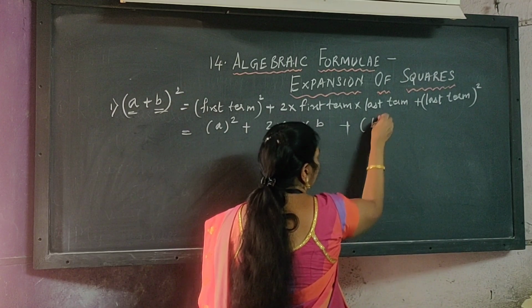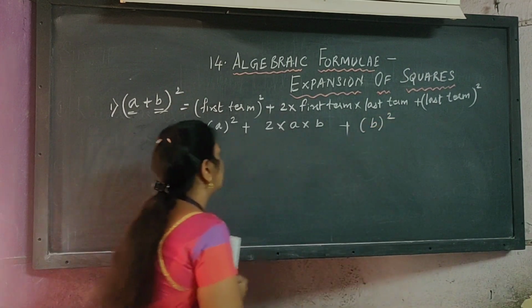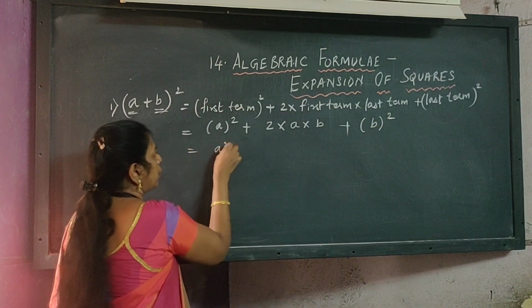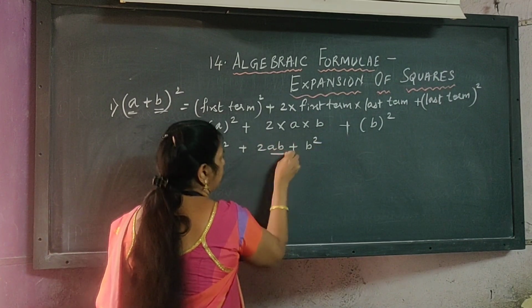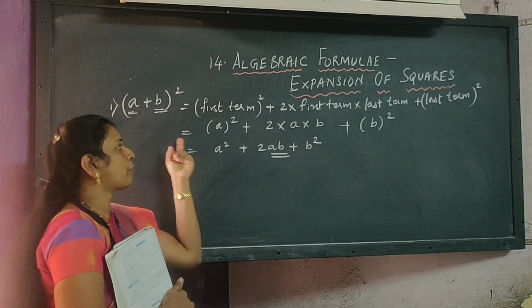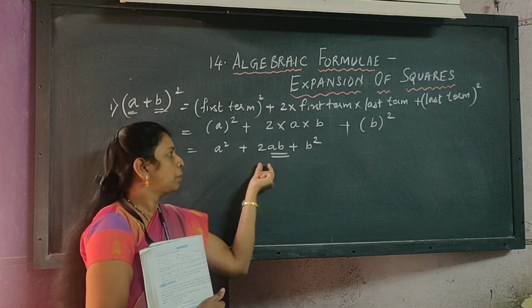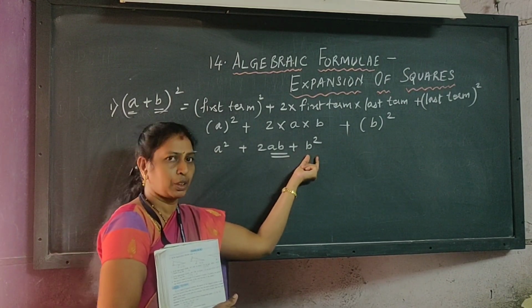What is the last term? That is b the whole square. So you will get a square plus 2ab plus b square. So (a plus b) the whole square formula is what? a square plus 2ab plus b square.